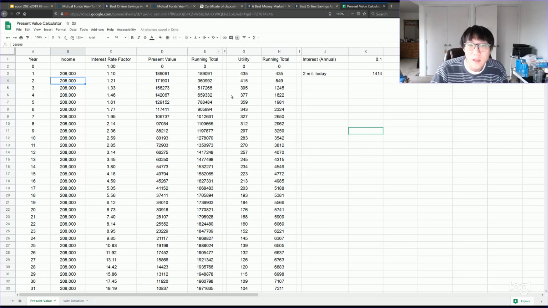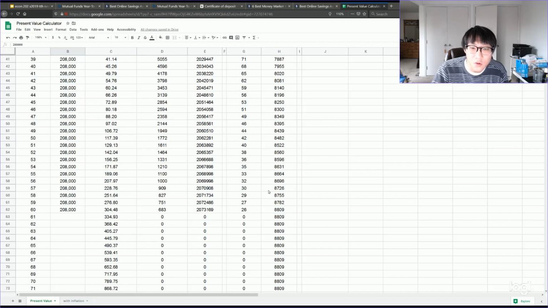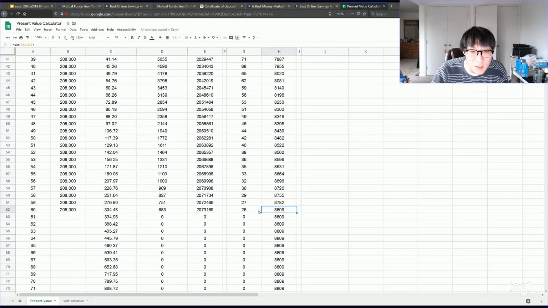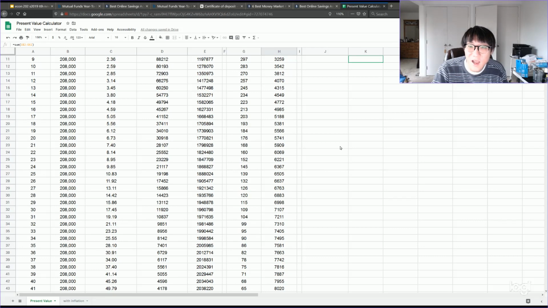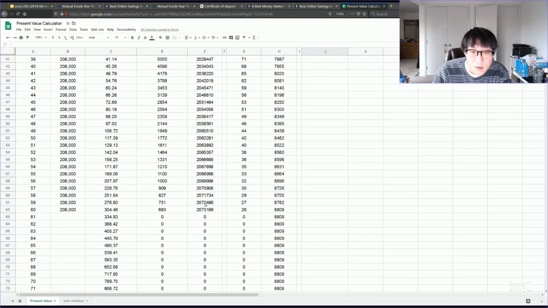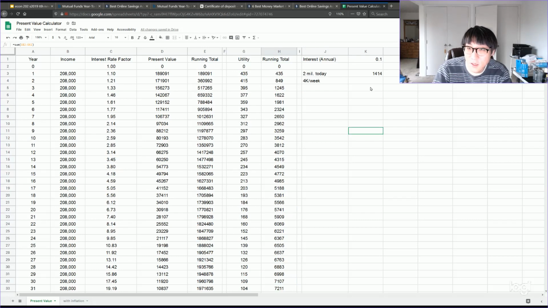And so if I look at my total utility in this case, the present value of my utility, that number is equal to 8,809. So in other words, $4,000 per week is associated with a total present value utility of 8,809, and that is much higher than the utility of the other option of the $2 million being paid today.